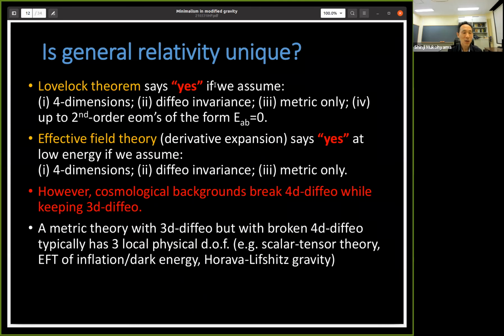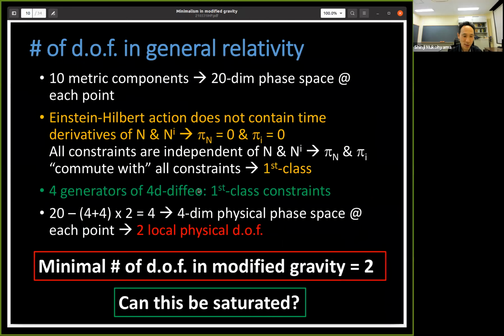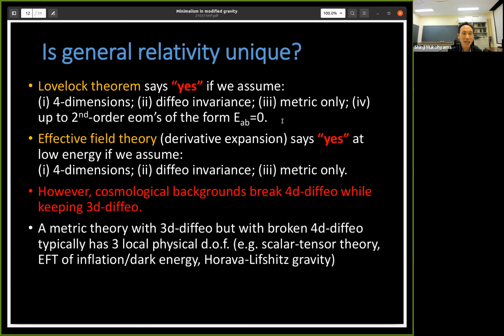And I want to ask a question related to this one. Suppose the answer to this question is yes, then the answer to the previous question is no: GR is not unique. We can modify GR without introducing extra degrees of freedom. However, common knowledge such as the Lovelock theorem or effective field theory tends to say no. So we need to do something. Let me explain what they say.